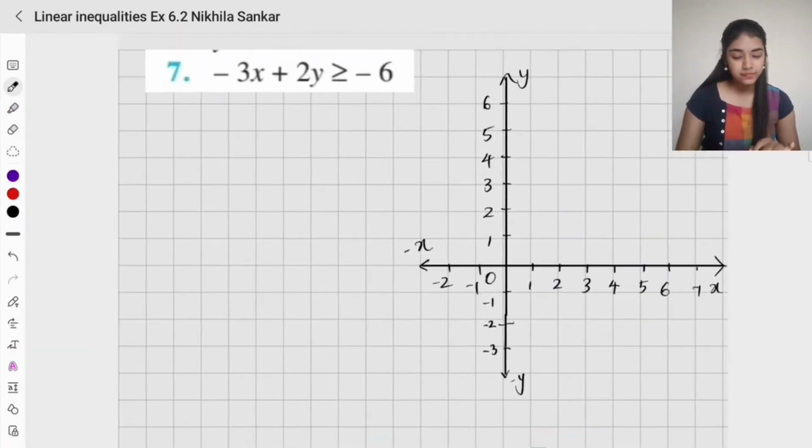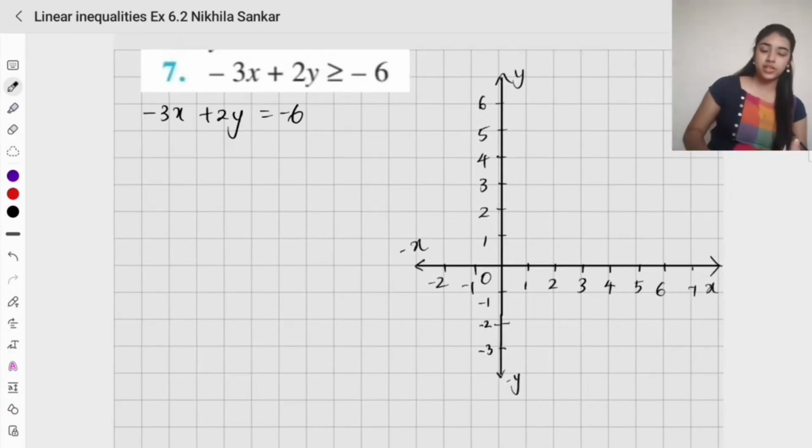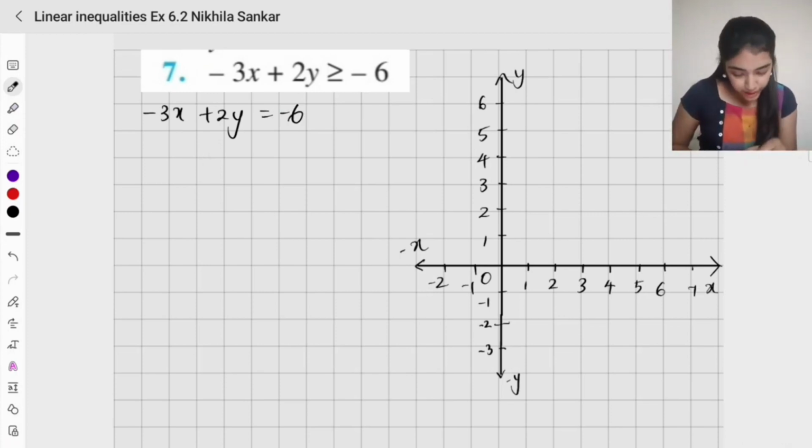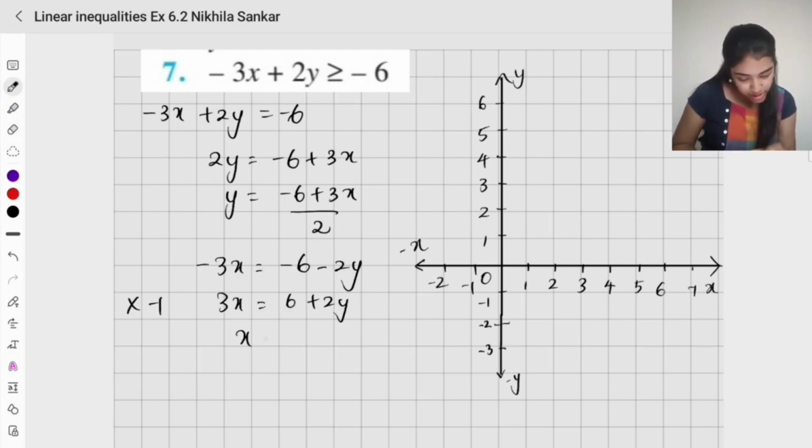Question number 7. Minus 3x plus 2y equal to 0. First take the inequation and write the equation. Then x in terms of y. Now I have 2y equals minus 6 plus 3x. y is equal to minus 6 plus 3x divided by 2. This is y in terms of x. Now x in terms of y. So I'll have minus 3x equals minus 6 minus 2y. Now multiplying by minus 1, 3x is equal to 6 plus 2y. x is equal to 6 plus 2y divided by 3.